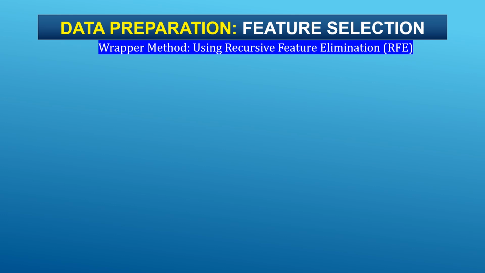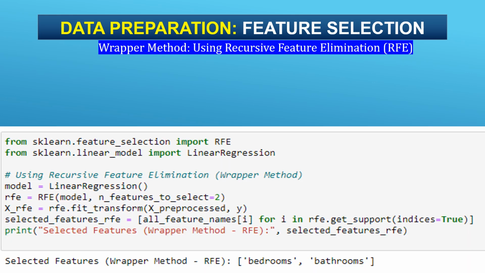The goal of feature selection is to identify the most relevant features that contribute to the predictive model's accuracy. This can help improve model performance, reduce overfitting, and decrease training time. Wrapper methods evaluate feature subsets by training a model on them and assessing model performance. Recursive feature elimination, already discussed. RFE iteratively removes the least important feature based on model performance until the optimal number of features is reached.